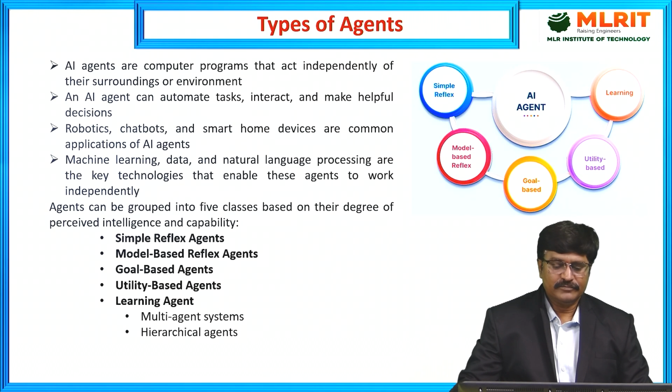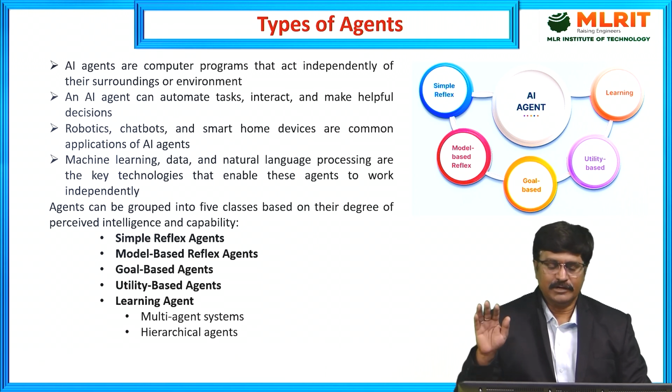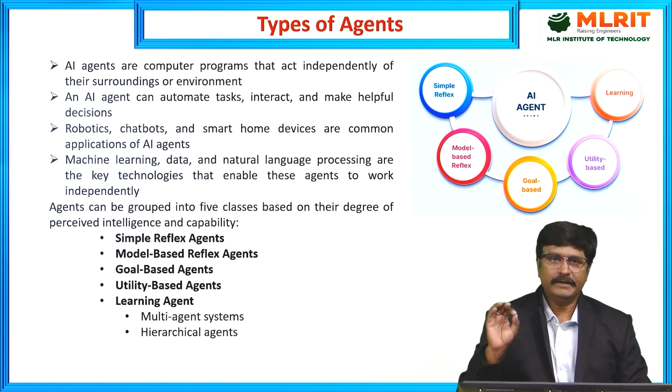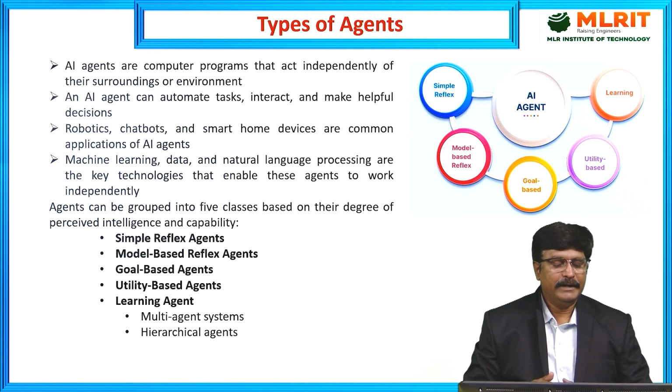In the previous class we discussed what an agent is, the agent environment, and the agent functions. Related to this topic, there are different types. Artificial intelligence is mainly the study of agents and their environment. AI agents are computer programs that act independently of their surroundings. An agent captures the environment's perceptions, and based on that it will act. It works on automatic tasks, interacts with the environment, gets the perceptions, and helps make the right decisions.